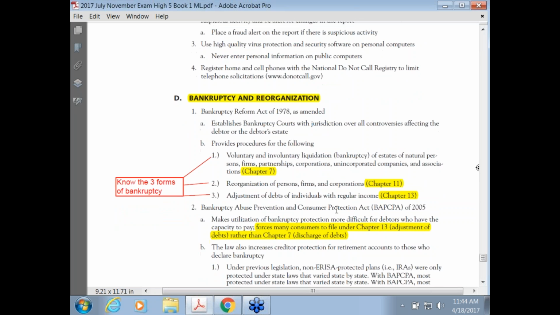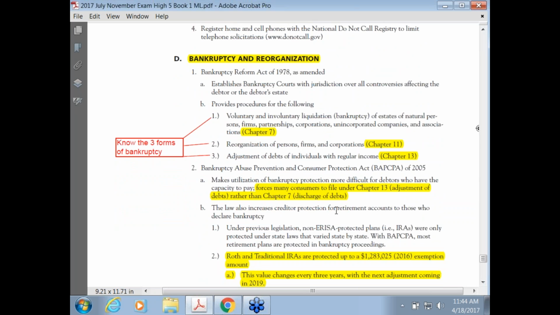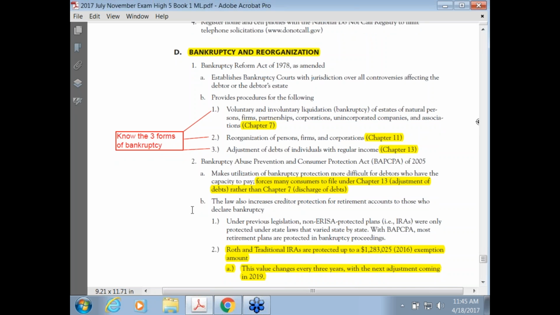All right, I think you'll have at least one question on bankruptcy, but again, pretty big picture. So just know the three forms. What's the difference between Chapter 7, Chapter 11, Chapter 13? That's a good exam question. It's not going to go deep into the law, but what do these different numbers mean?